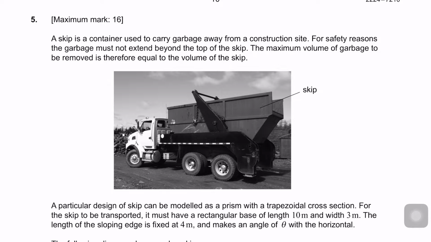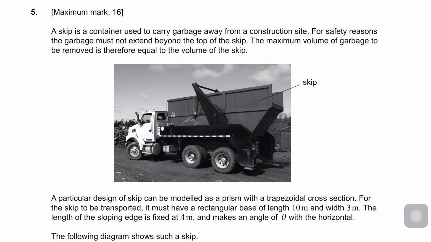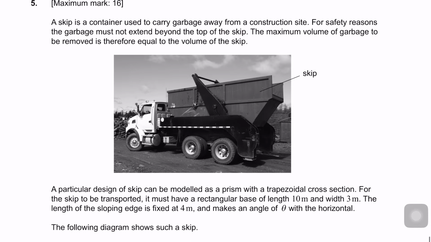So 16-mark question, and I believe it's actually pretty heavy, relatively speaking, in terms of algebra. A skip is a container used to carry garbage away from a construction site. For safety reasons, the garbage must not extend beyond the top of the skip. The maximum volume of garbage to be removed is therefore equal to the volume of the skip. So this is the skip right here. Not this part, but just this part that can be carried. We can't overflow it, it'll fall out.